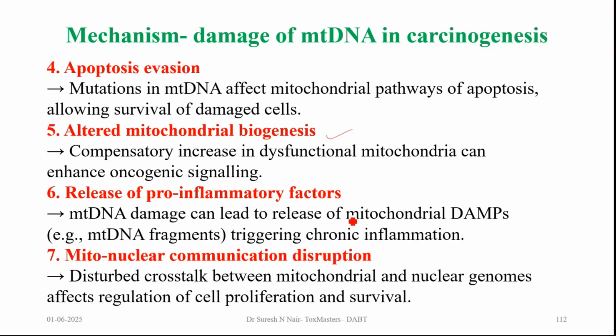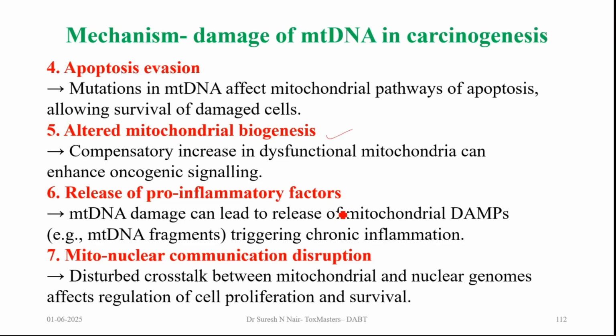Then release of pro-inflammatory factors. Mitochondrial damage can lead to mitochondrial DNA damage, which can lead to mitochondrial DAMPs, that is the mitochondrial DNA fragments, which will trigger chronic inflammation in the cell.